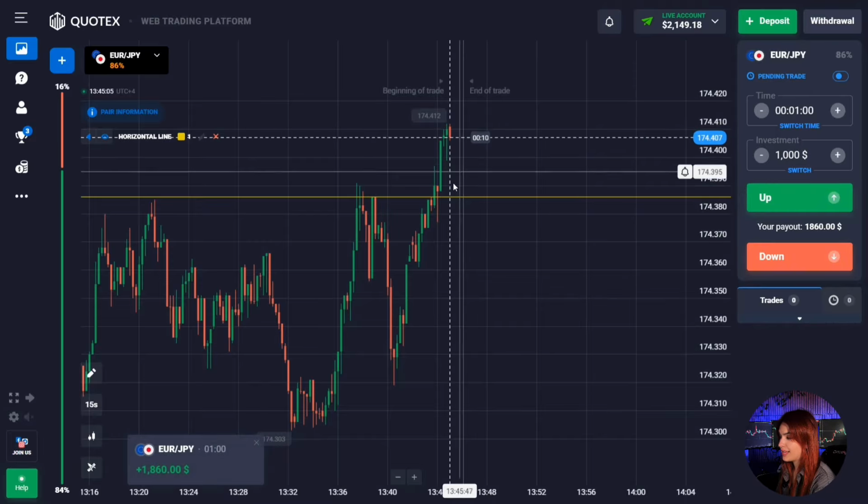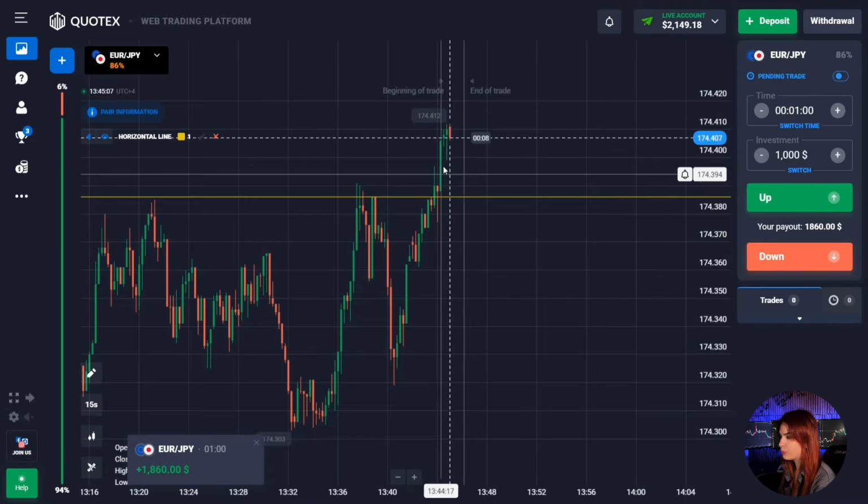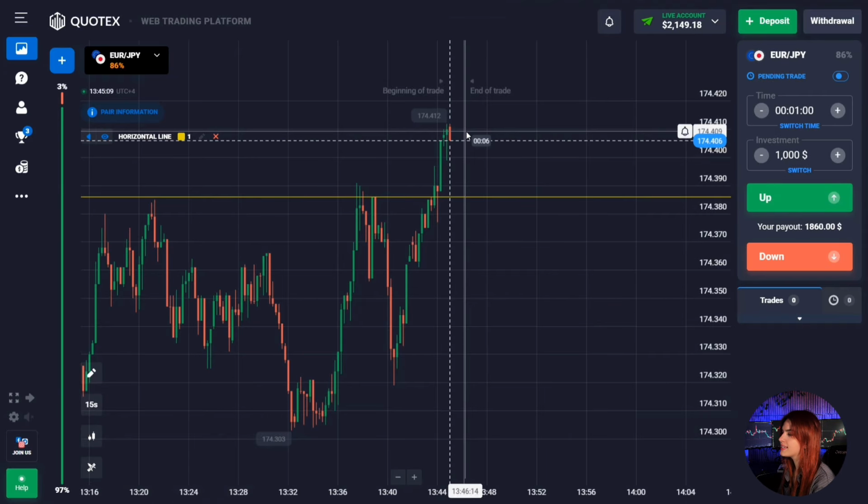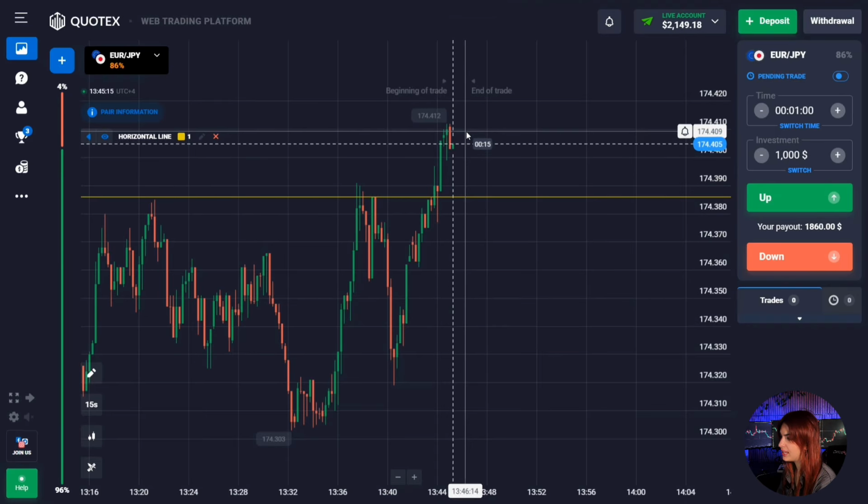Perfect. So as you can see, the price continued to move upwards. The resistance level was indeed broken and we got a profit here. Once again, guys, we have managed to profit from this situation, and as you can see, in most cases they work out well. And so guys, let's continue.